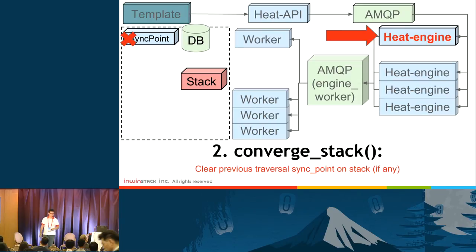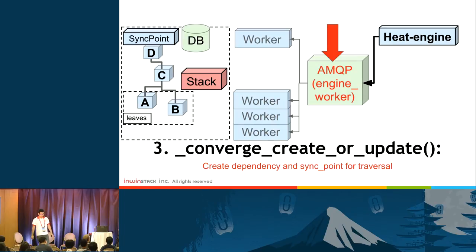Now the Heat engine knows it. It will first clean up your traversal graph in your database. Why? Because you probably already have the stack, which used to be running and is finished, or you may be doing a stack update here. So you will make sure that your current traversal graph is the newest one, not the old traversal graph, so that you have the correct traversal ID and the correct resource graph.